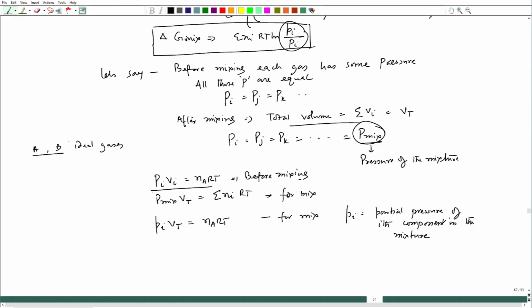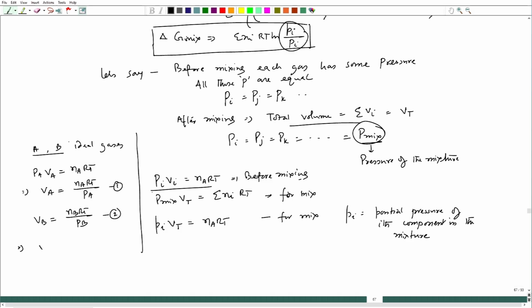This ideal gas equation of state is P_A V_A equal to N_A R T, because we are starting with any number of ideal gas A before mixing. So, then I can write V_A equal to N_A R T by P_A. Similarly, I can write for B gas, the volume of gas B, V_B equal to N_B R T by P_B. So, this is one equation, this is second equation.